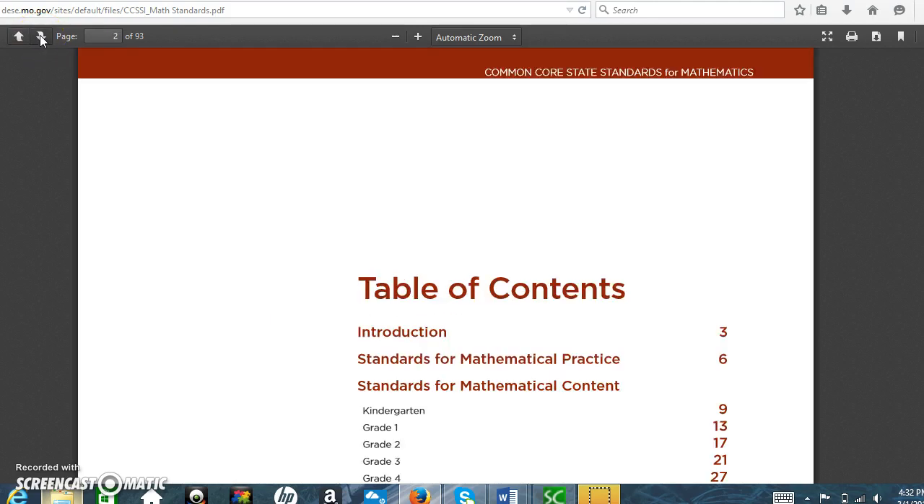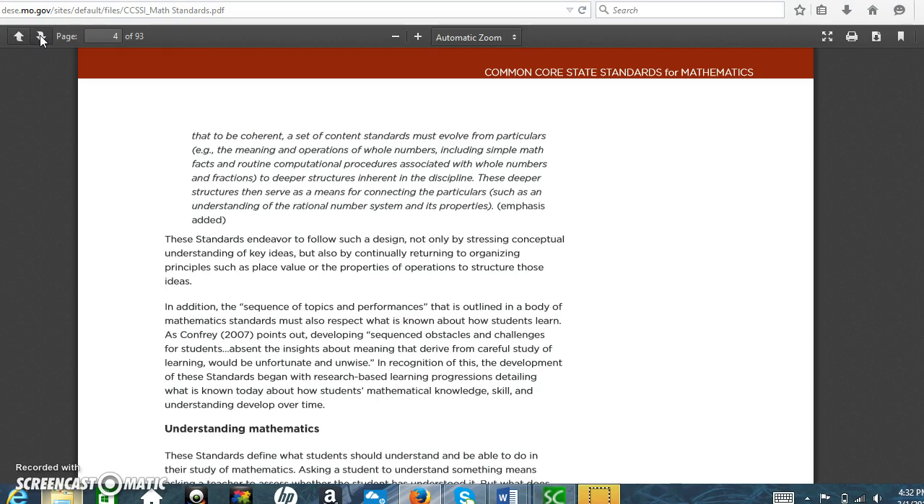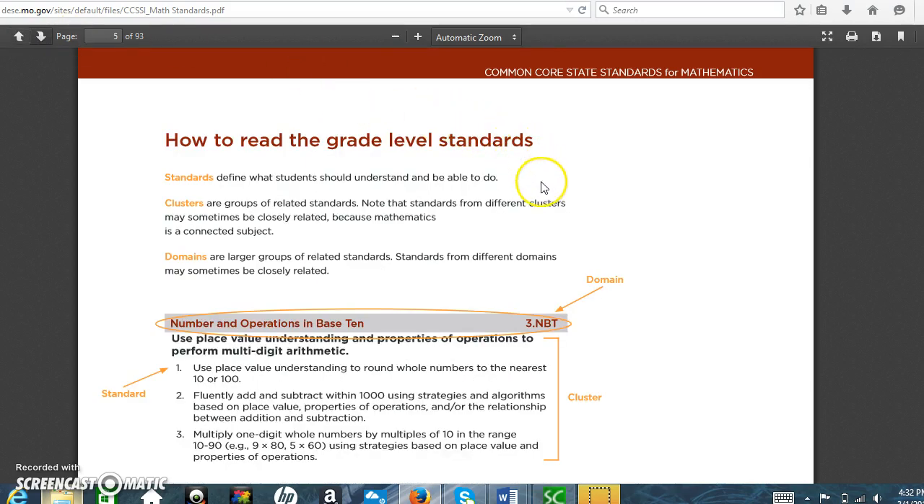Let's go down to page 4 in our document. Actually 5 in our document. And it tells us how to read the grade level standards. The standards tell us what a student should understand and be able to do. For example, in this example here, they should be able to use place value understanding to round whole numbers to the nearest 10 or 100, fluently add and subtract within 1,000 using strategies and algorithms based on place value, properties of operations, and/or the relationship between addition and subtraction.